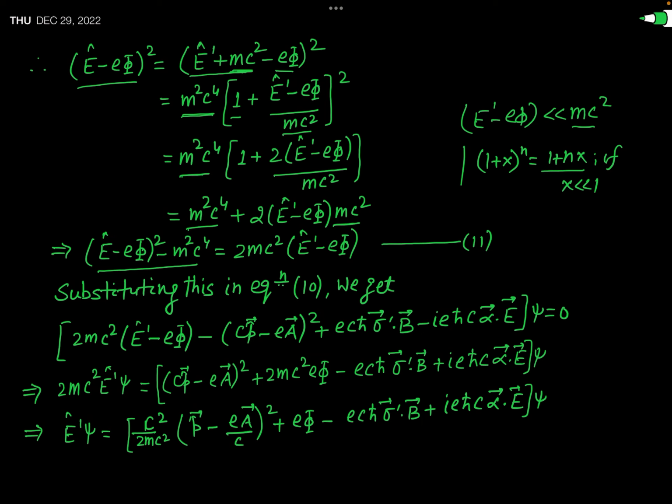and that is simply, I have taken this m square c4 to the LHS. So in the non-relativistic limit, you can say that E minus E phi whole square minus m square c4 is simply equal to 2mc square times E dashed minus E phi. So when you substitute this 2mc square times E dashed minus E phi in place of E minus E phi whole square minus m square c4 in your result, then equation 10 will be converted into its non-relativistic limit, okay?